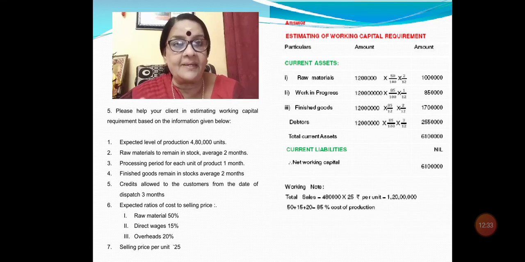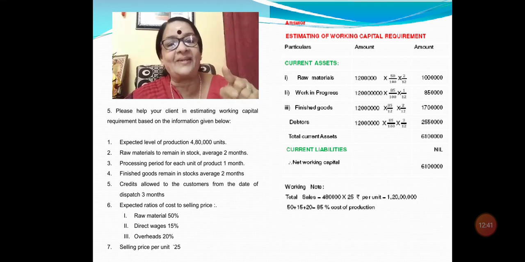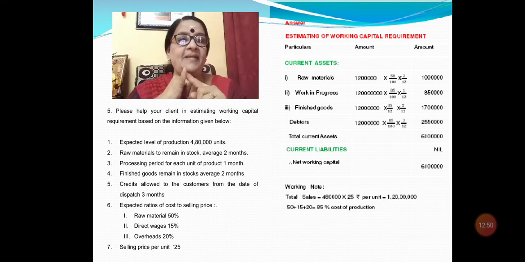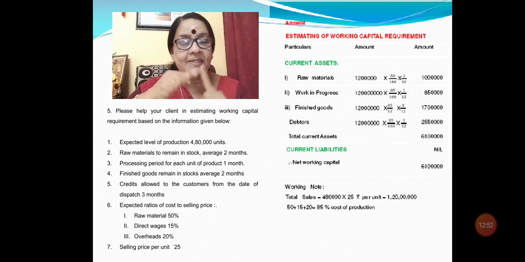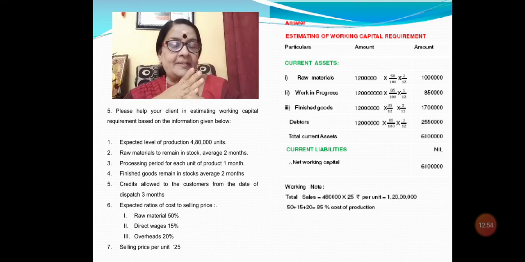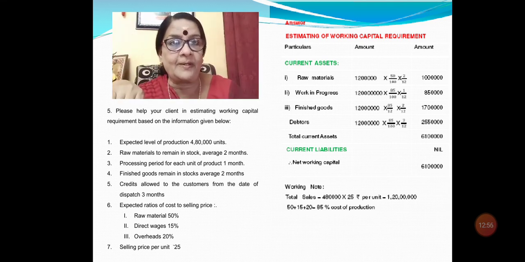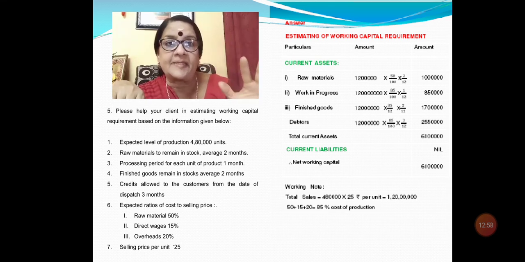Now debtors. We have been given a 3 months period. Debtors are also calculated on cost of goods sold. That is 1 crore 20 lakh into 85 by 100 into 3 months, that is 3 by 12. So we got debtors also. So direct material, work in progress, finished goods and debtors, all the 4 items are there. You have to take the total of it. That is the total current assets.